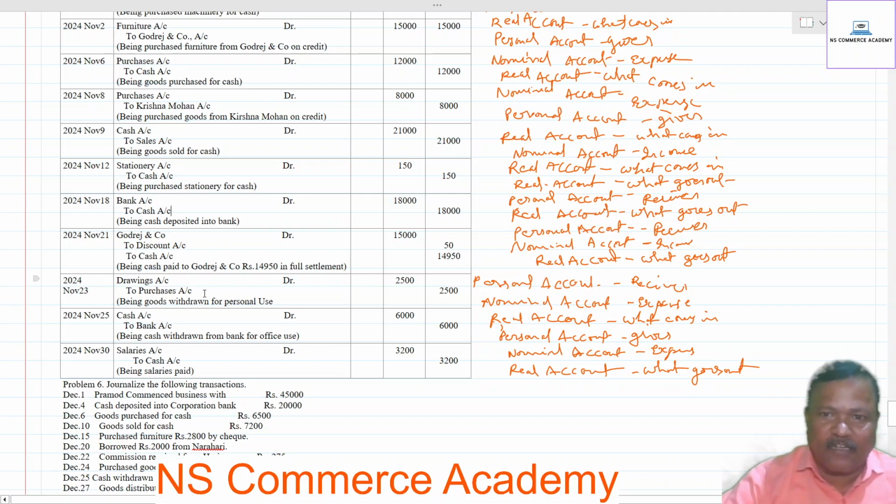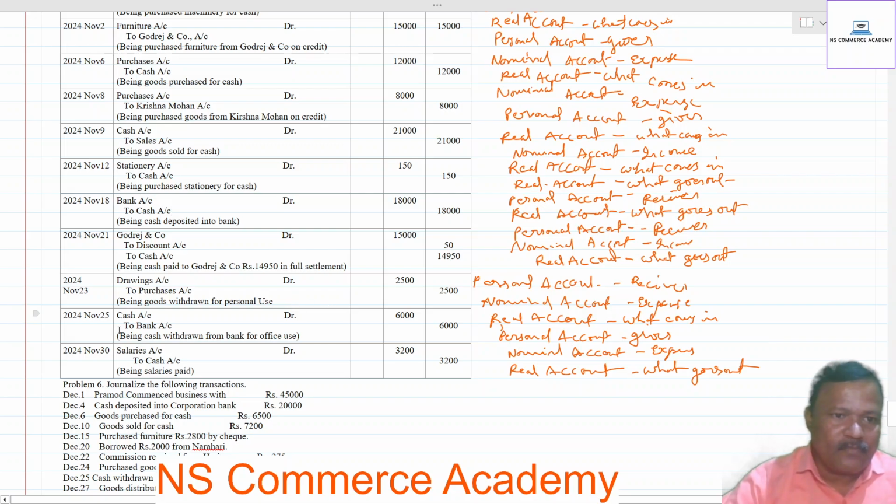And purchase account is a nominal account. It is an expense to the company. That's why we are crediting it. Okay. Now write the entry. Drawing account debit 2,500 to purchase account 2,500. Narration is being goods withdrawn for personal use.